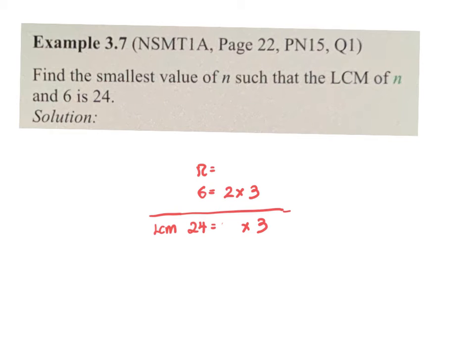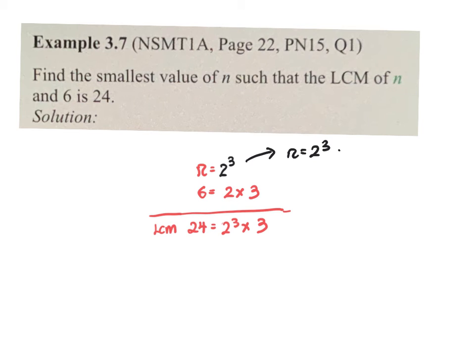2 power 3, okay. So 2 power 3 must be present either in the number n or the number 6. And since 6 does not have it, n must contain 2 power 3. And the number 3 must appear in either n or 6 or both. And you can see that 6 already has a factor 3, so n can either have it or not. So of course n minimally has to be equal to 2 power 3.